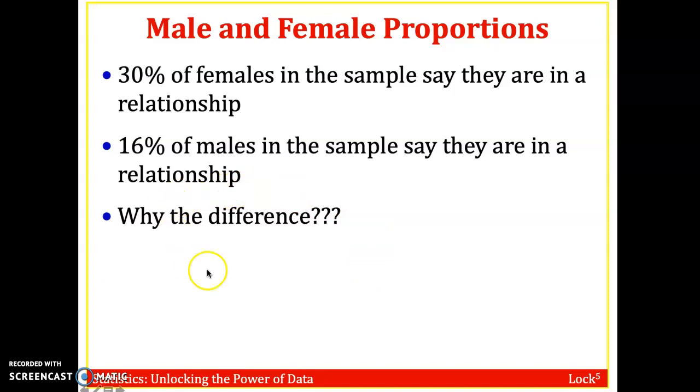Well, I want you to think about why could there possibly be a difference. And this is one of the video lesson questions. So no right or wrong answer. Just want you to think about this for a couple minutes and think, why would there be a difference? Why wouldn't these be the same or close? Maybe not the exact same, but why are they so off?